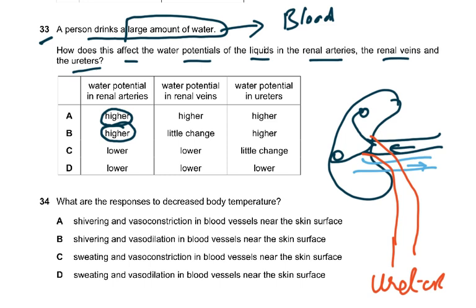Water potential means more water or less water. More water has the highest water potential. When you add a solute, it decreases the water potential. So water potential in the ureters increases, because more water is being passed out in the ureters, so it will be a large volume of dilute urine. So that is why the answer to this is B, and the others will be wrong, because the renal vein is not going to have much water in it, because the water has been removed by the kidneys, because that's the function of the kidney, to remove excess water, excess salts, and to remove urea.